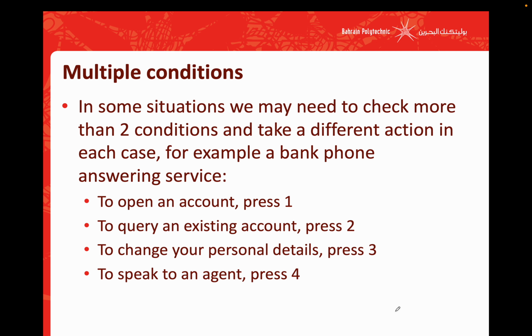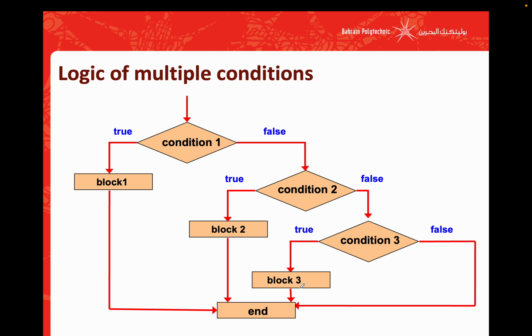Okay. Now, multiple conditions. So far we finished one-way selection, two-way selection, and the last one is multiple conditions or multiple selection. One example where you must have seen multiple conditions is when you call someplace and the operator is speaking, giving you options: to open an account, press 1, to query an existing account, press 2, press 3 for a specific action, and press 4 for another action. These are situations where multiple conditions are involved. This is how the multiple conditions for cascaded if looks like.